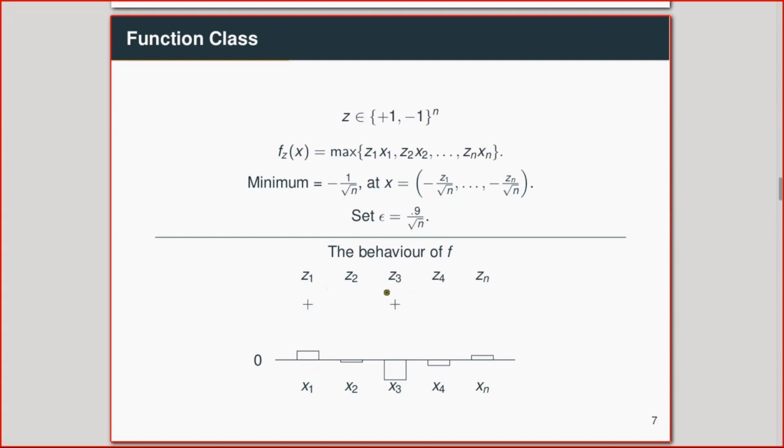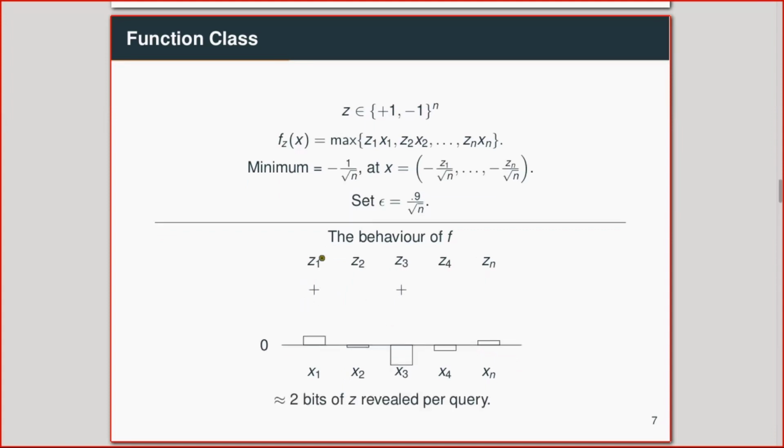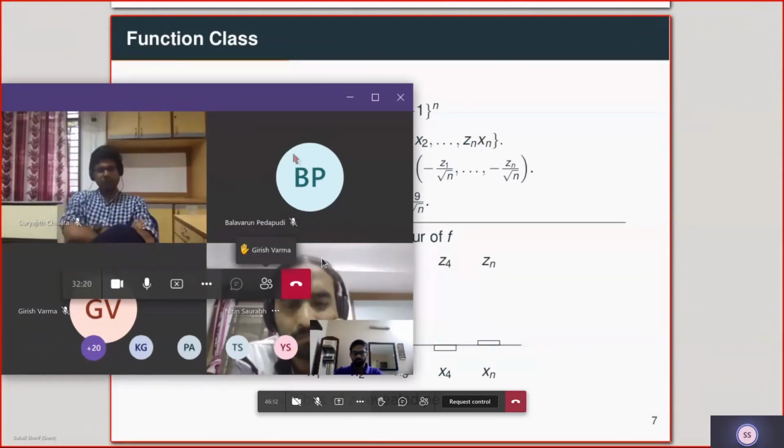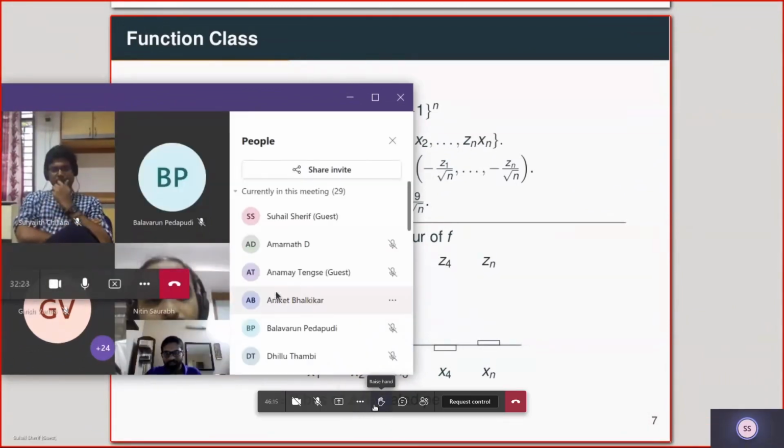And let's assume that z was actually sampled uniformly at random. So now that we chose this query to make, with half probability, we knew that at z3 we could have already gotten a negative, and we would have gotten the value z3 x3. With half probability, it was good for us, and then we look at z1. So in general, around 2 bits of z are revealed per query, and it doesn't matter which query we choose. We will get on expectation only 2 bits of z per query. This is the main observation to make for this lower bound. So if you haven't made this observation, do let me know where you're confused.